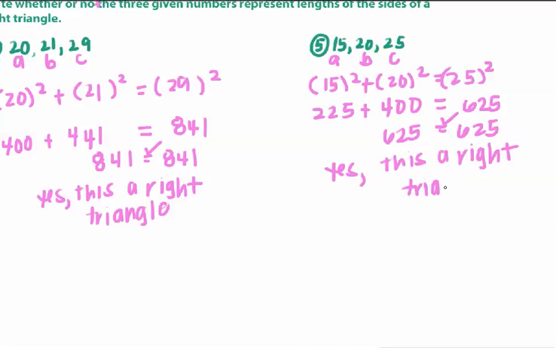Okay. And that's it. So hopefully the Pythagorean theorem is good. Memorize it. It's one of those equations you really, really should memorize because it will help you out in life as a math student. A squared plus B squared equals C squared.